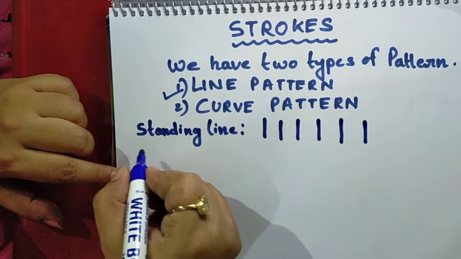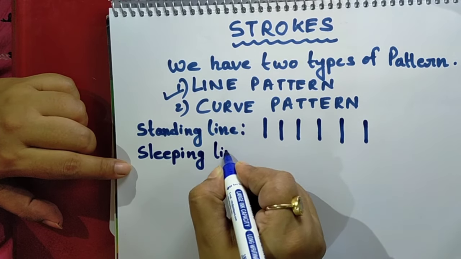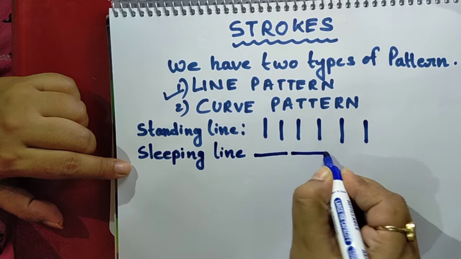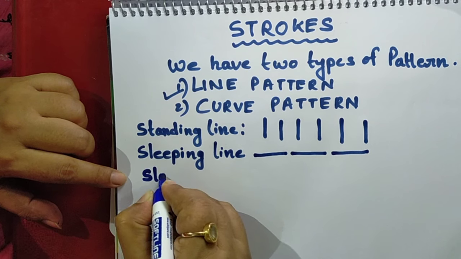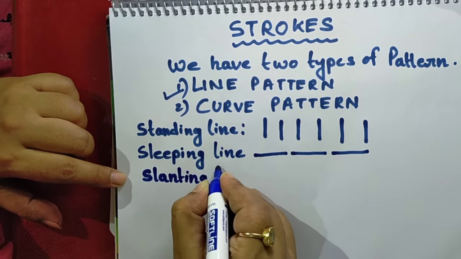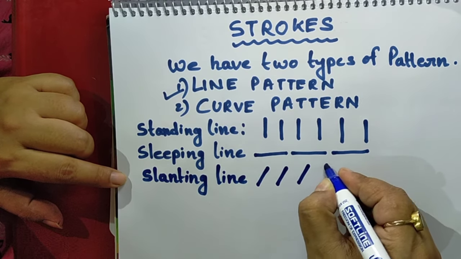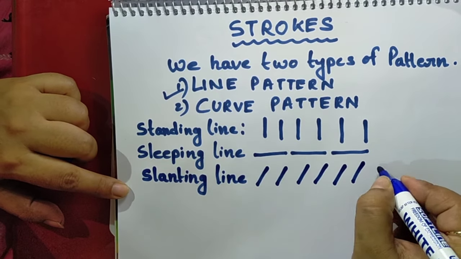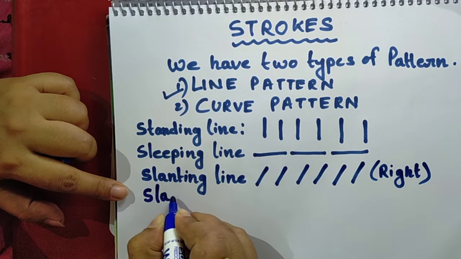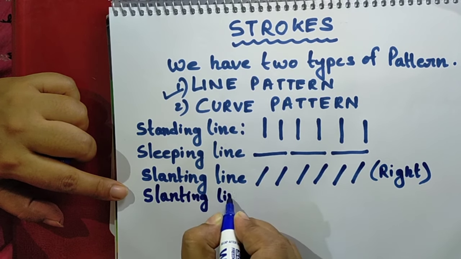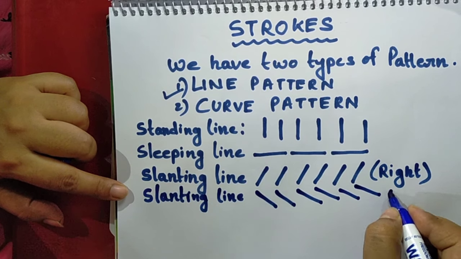Okay. Sleeping line. Okay. Slanting line. This is right slanting line. Left slanting line. This is left.